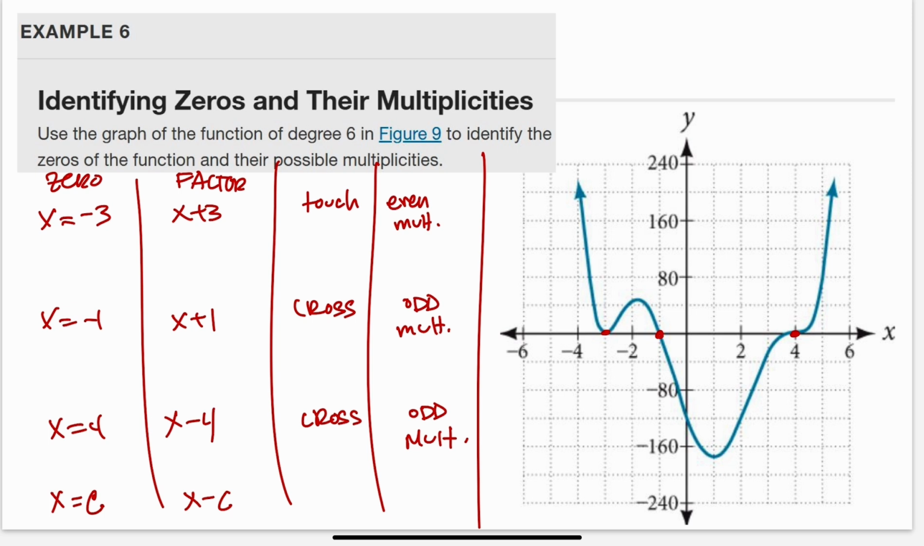Okay. And so what does that mean? That means that this function is degree 6, so all the multiplicities must add to 6. Well, let's start again.